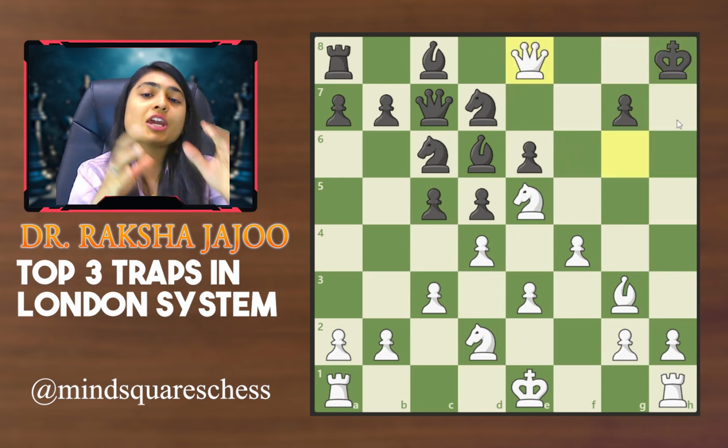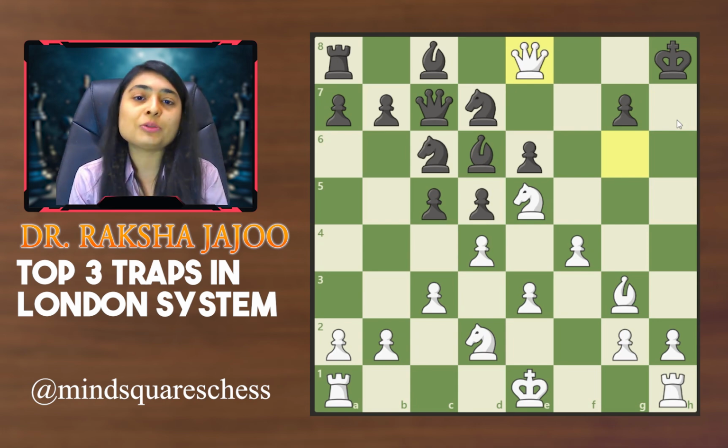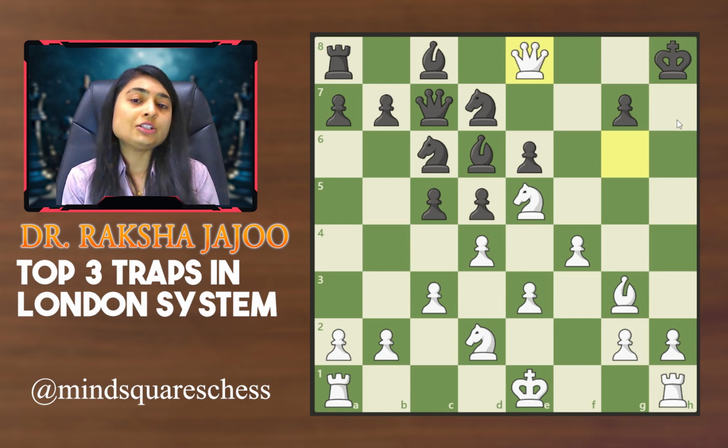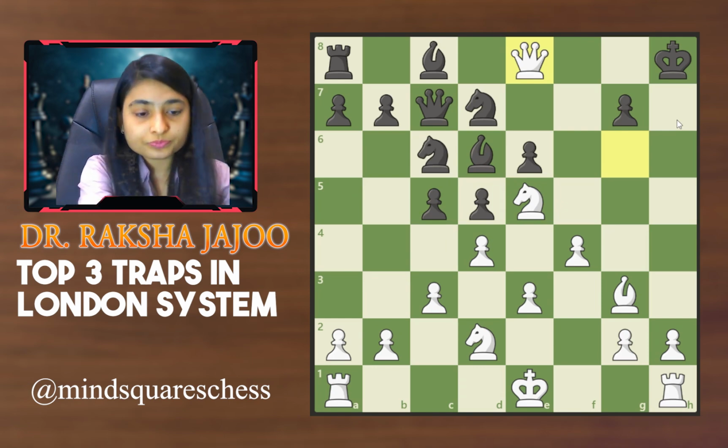Again, an intermediate check, and you're going to win this game. You are a rook up. You are a pawn up in this position, and the position is completely shattered for black. So you are going to win in this trap number 2.